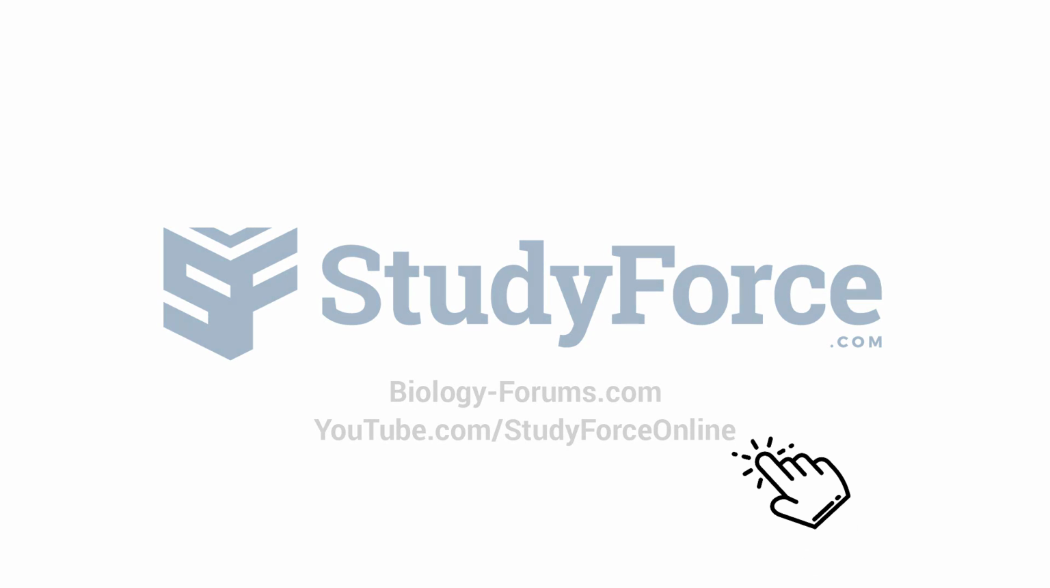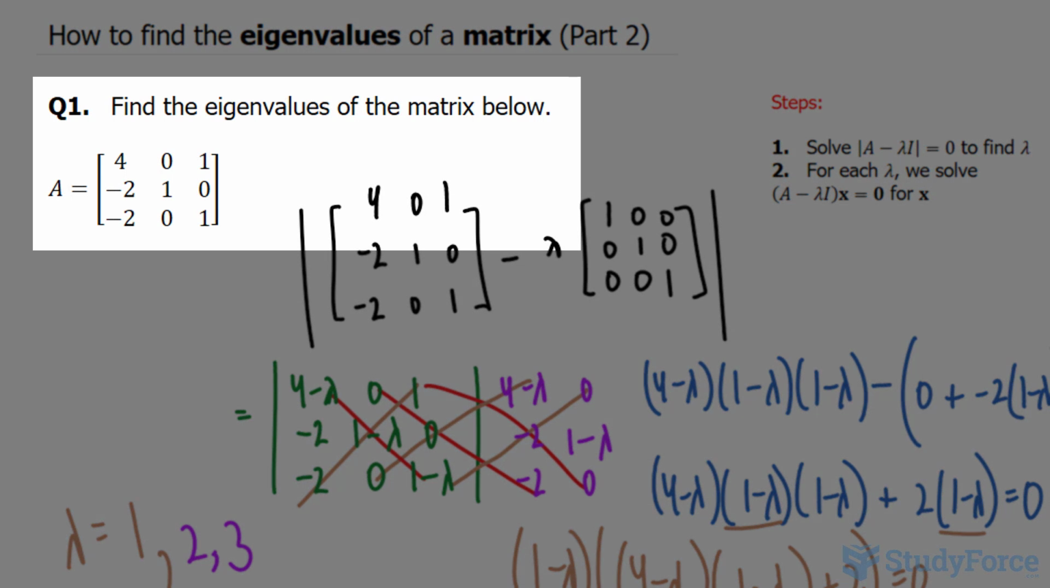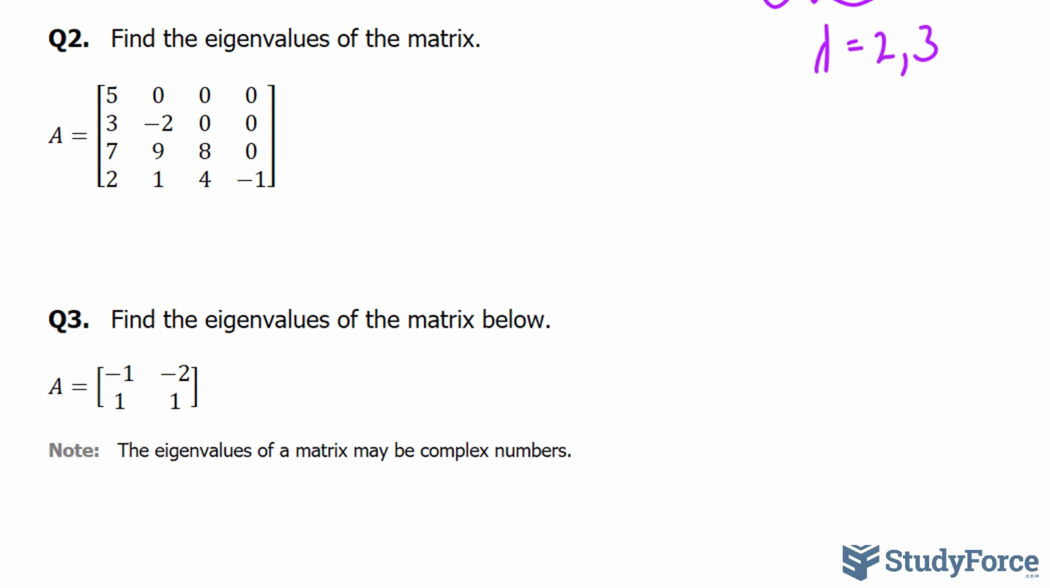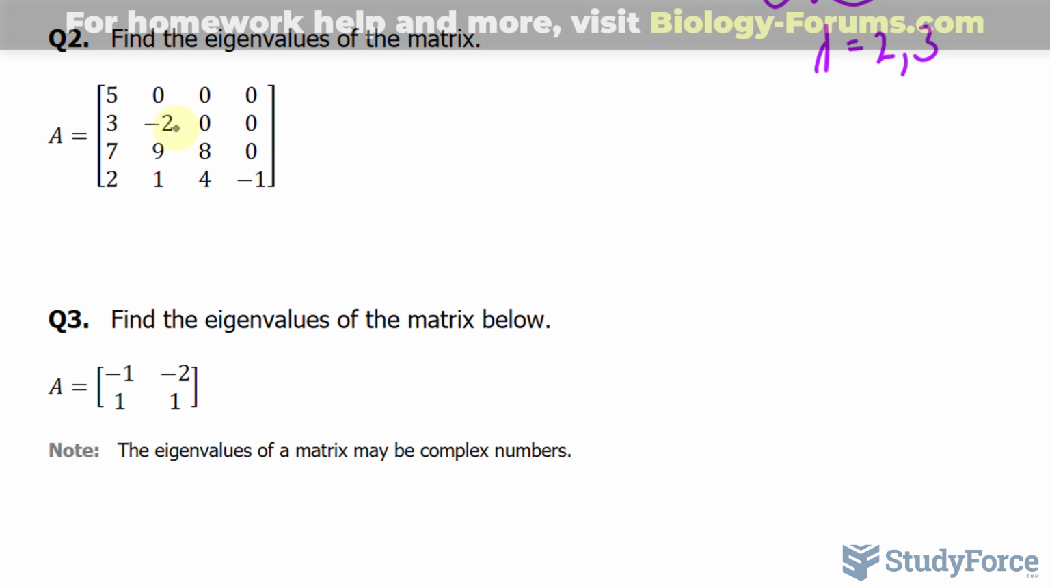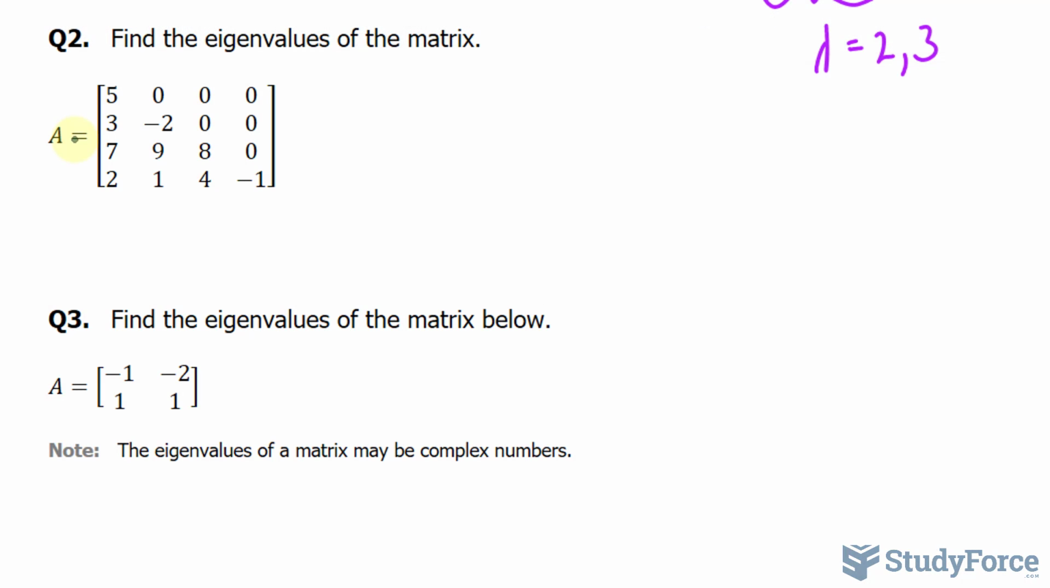In part 2 of this series, I'll show you two more examples on how to find the eigenvalues of a matrix. Now in part 1, we looked at question number 1, and here we had a 3 by 3 matrix. In this video, I'll show you how to tackle matrices that are in lower triangular form. That's when you have these upper zeros and all the numbers are situated at the bottom left corner. And I'll show you an example where the eigenvalues happen to be complex numbers.